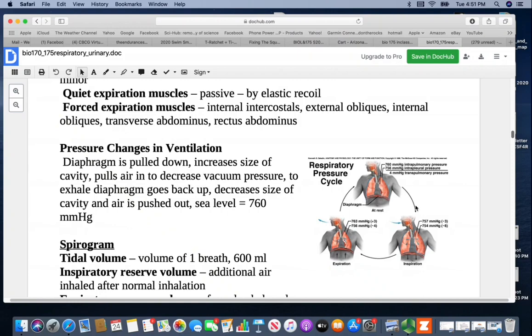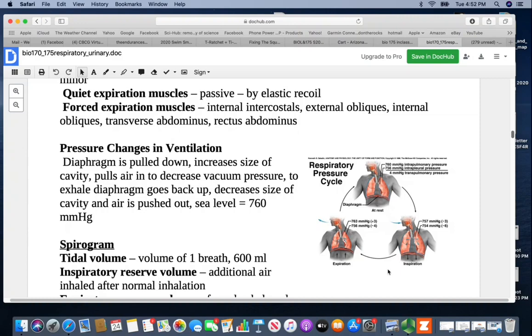So your atmospheric pressure at sea level is 760 millimeters of mercury. When the diaphragm pulls down, that's going to drop a little bit. So different sources do give different numbers for this. In the notes here, it's showing it drop down to 756. So there's a 4 millimeters of mercury difference in there that is going to pull air in.